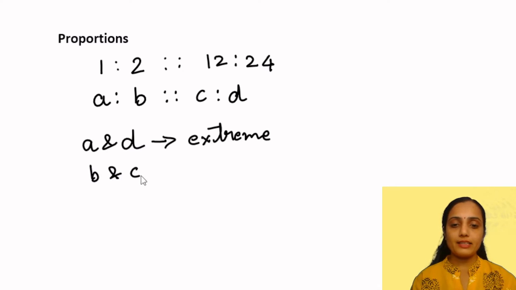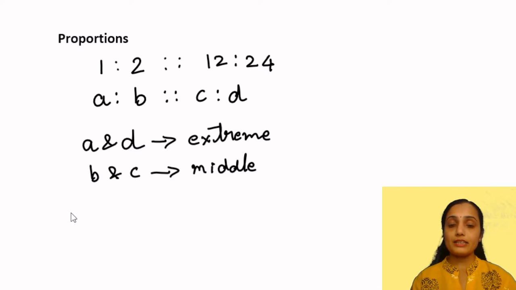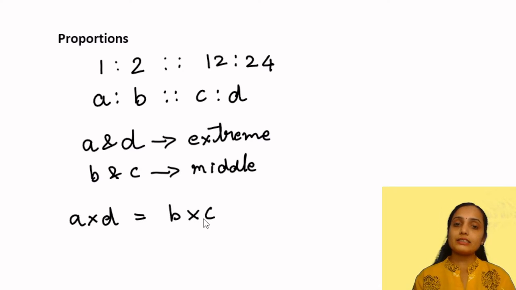B and C are called the middle terms. And we have also seen that the product of the extreme terms, A into D, is equal to the product of the mean terms, that is B into C. So this is the concept which we will be using for our next coming questions.